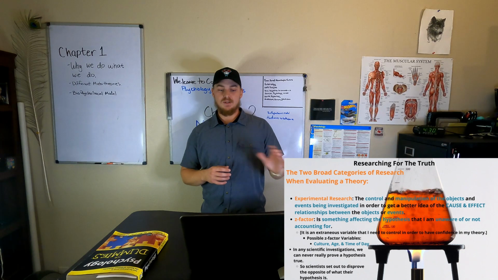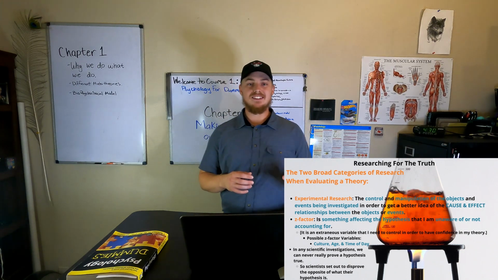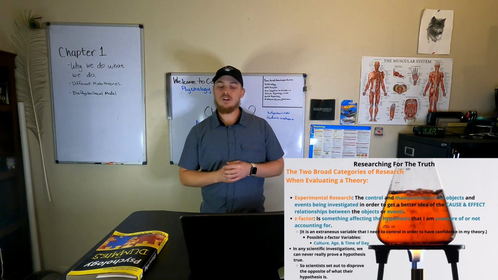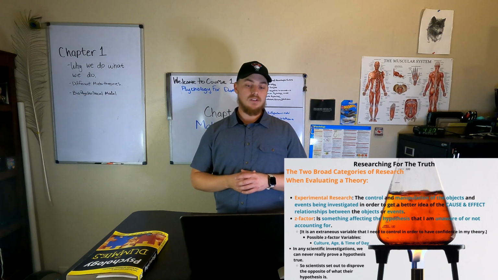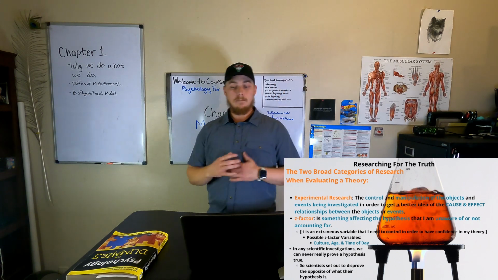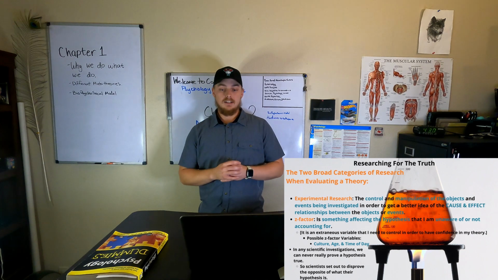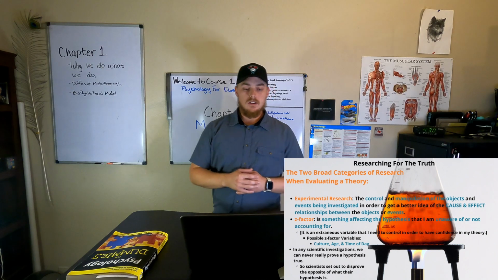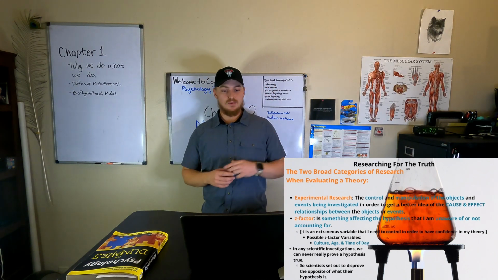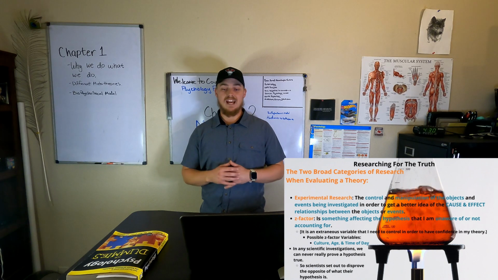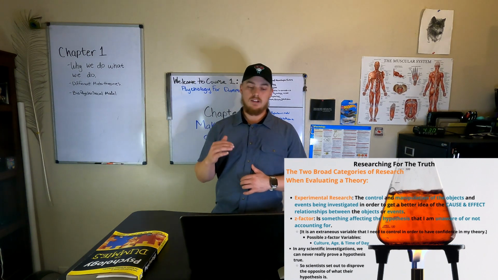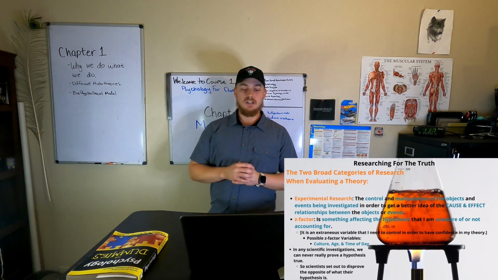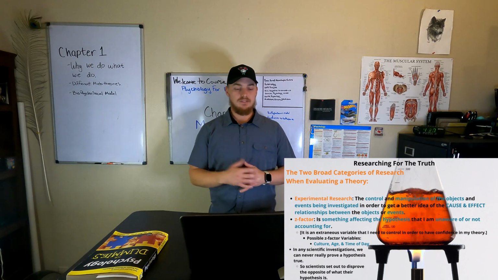Okay, so in experimental research we also see a lot of mathematical usages, one specifically being the z-factor, which is something affecting the hypothesis that the researcher may be unaware of, or not accounting for, in that given research. It is an extraneous variable that we need to control in order to have confidence in our theory. Possible z-factors, or variables, could be culture, age, and even time of day.